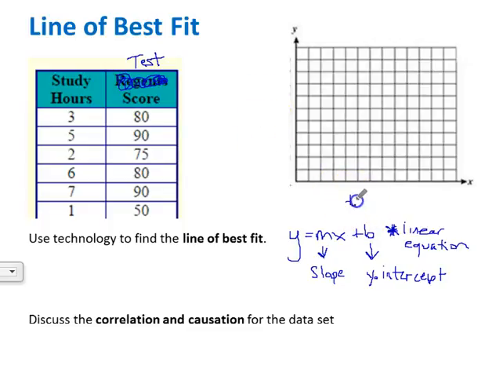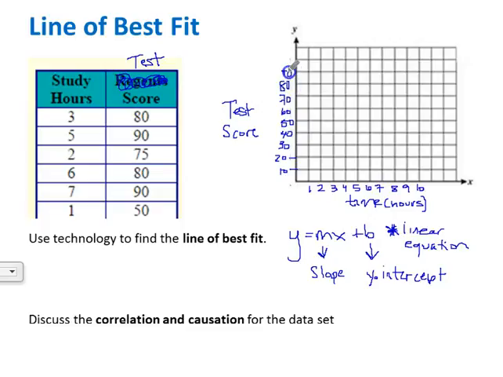So I'm going to do time spent studying here, and then the test scores will go over on this axis. And we'll just say 1, 2, 3, 4, 5, 6, 7, 8, 9, 10. So this is the time in hours spent studying and the corresponding test scores. I think if we go up by 10% each time, that should give us 10, 20, 30, 40, 50, 60, 70, 80, 90, 100. And now we can plot our points.